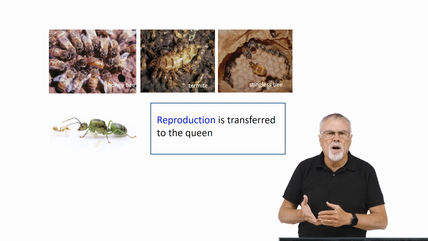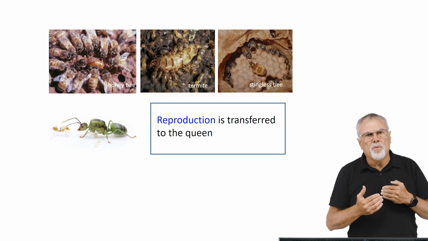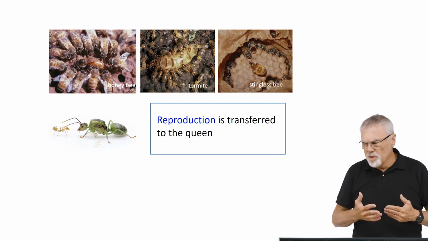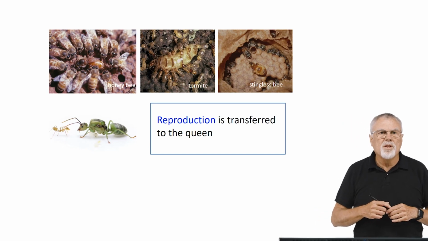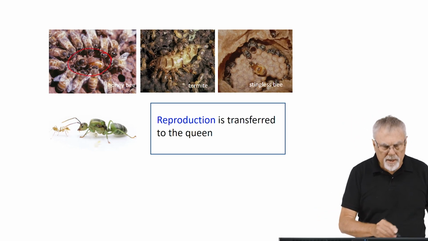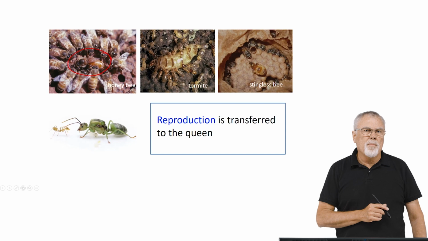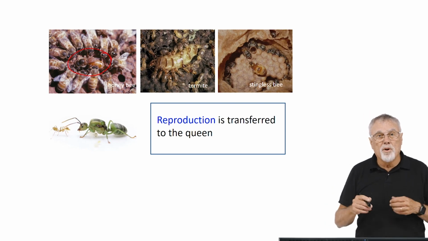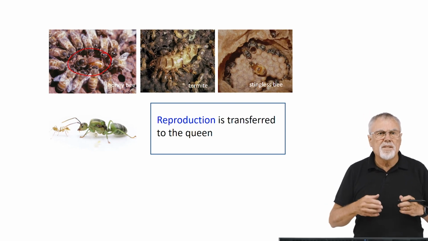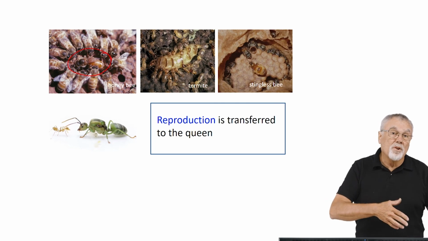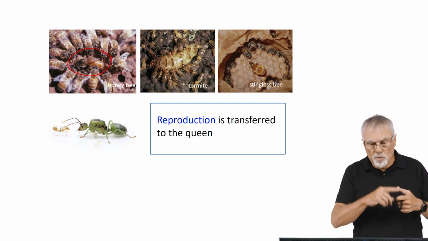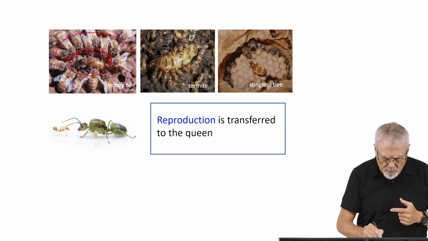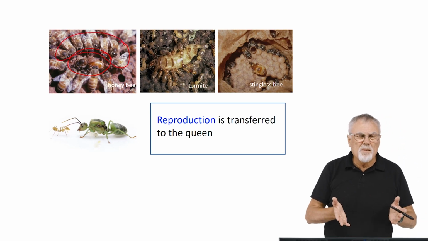The queen takes on the primary reproductive role for all the others. So you end up with castes that represent their roles. So in this case, here's the queen. She is the primary egg layer, the primary source of eggs that produce other queens, replacement queens or daughter queens, and workers and drones.